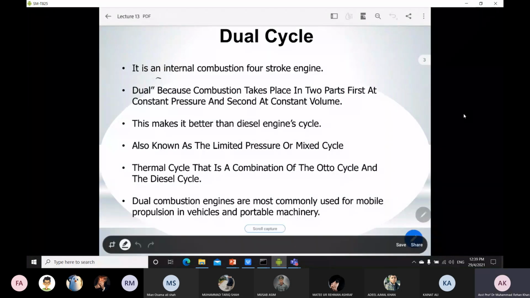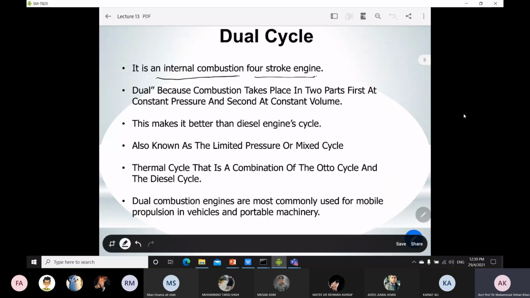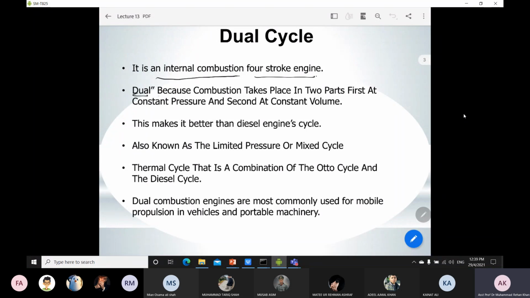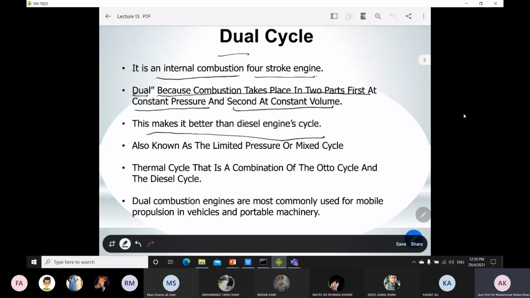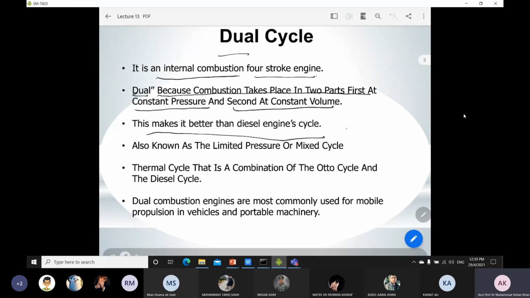It is an internal combustion four-stroke engine, and it is called dual because combustion takes place in two parts: first at constant pressure and second at constant volume. That's why it is called the dual cycle. This makes it better than the diesel engine cycle. Definitely, if there is a complete burning of fuel, it makes this type of cycle better than the diesel engine cycle. It is also known as the limited pressure or mixed cycle.